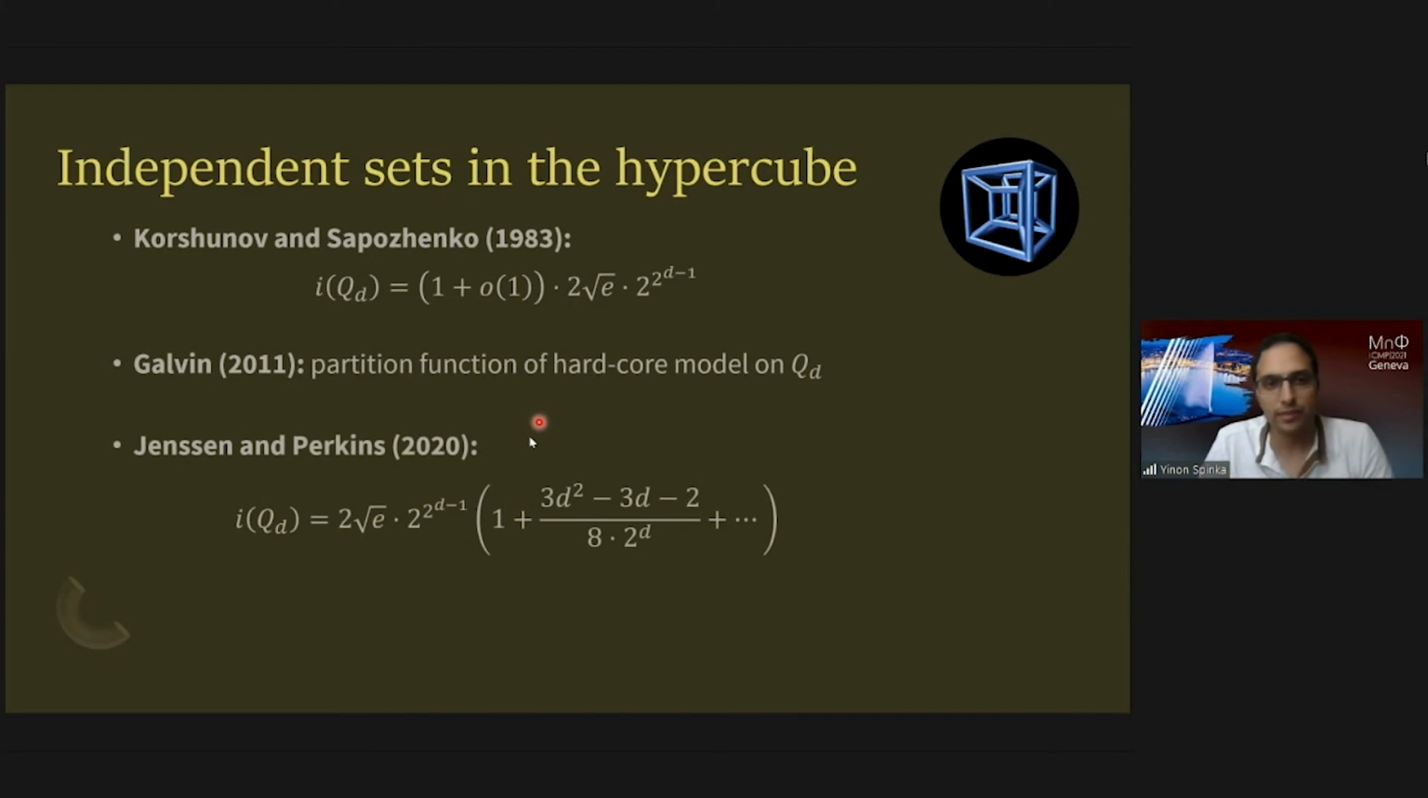But very recently, Jensen and Perkins, using a cluster expansion, were able to get very, very precise information on this little o of 1 term. They give a formula and an algorithm which allows one to compute to arbitrary accuracy in 2 to the minus d, this series here. So this gives very, very precise information on these asymptotics, which is a very, very nice result.